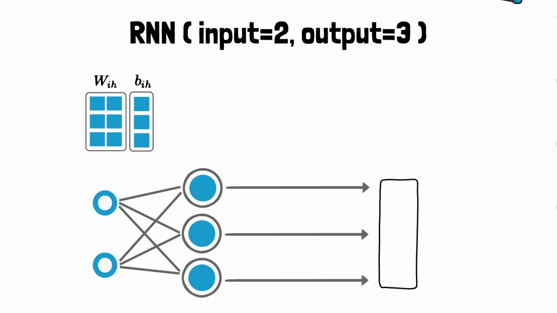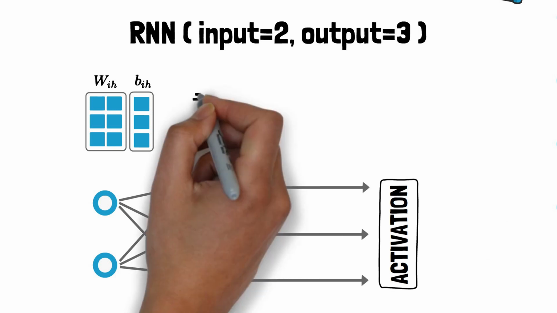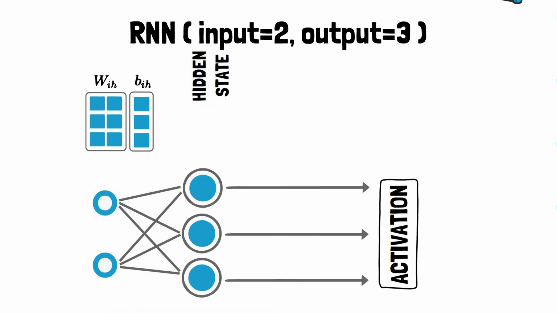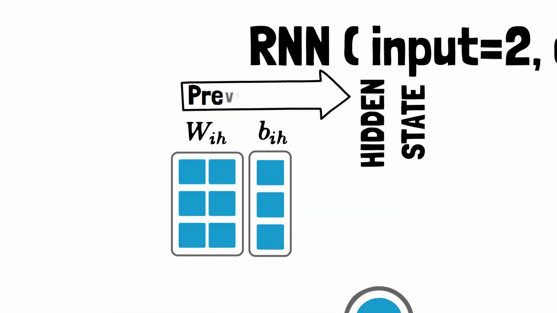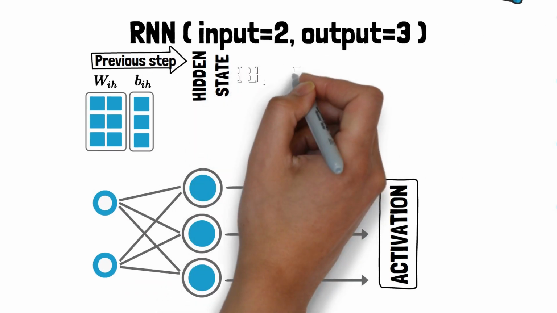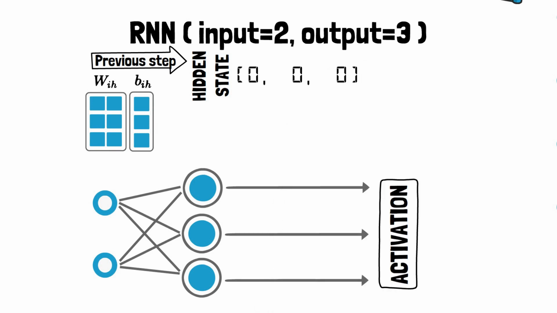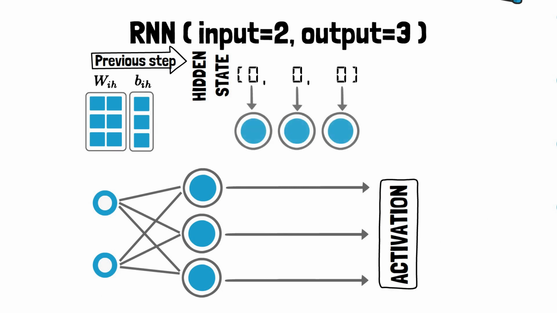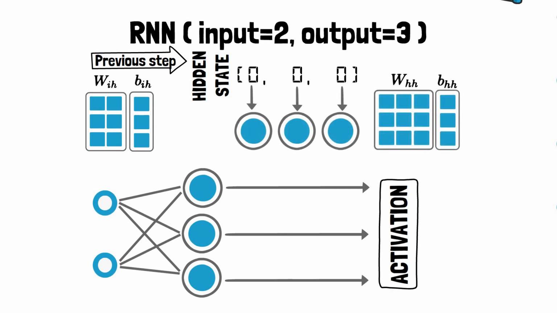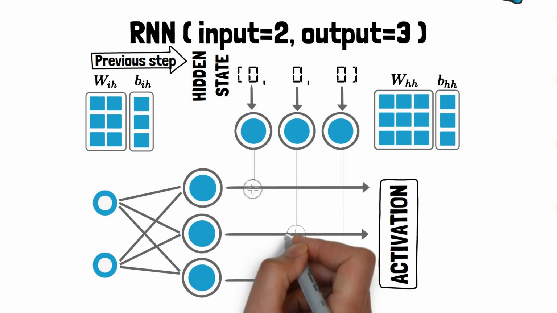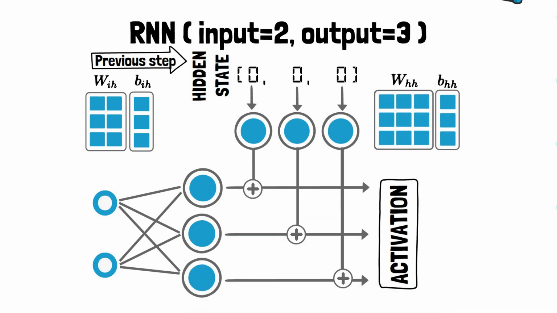However, before applying the activation function, we now need to factor in the hidden state, which is the output of the layer at the previous recurrent step. For the first step, the hidden state is typically initialized to zeros. We pass the hidden state through a set of additional perceptrons with their own weights and biases and add those outputs in before applying the activation function.